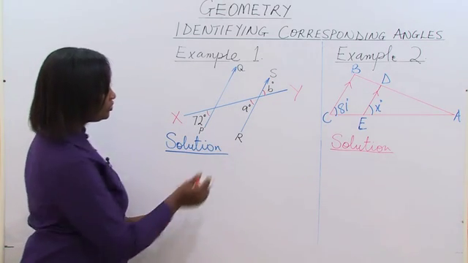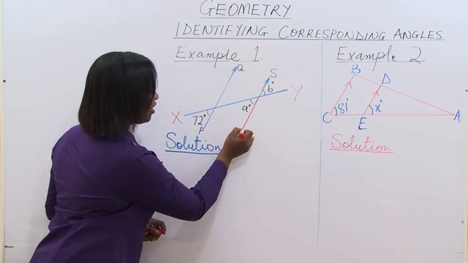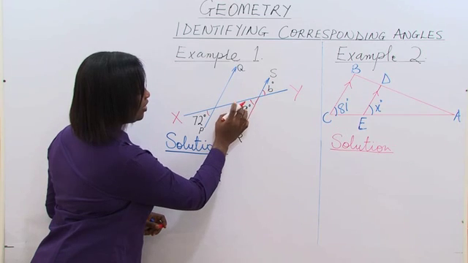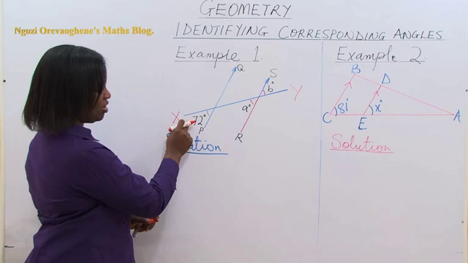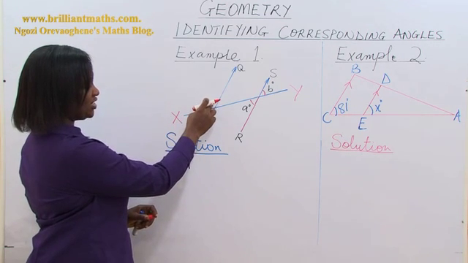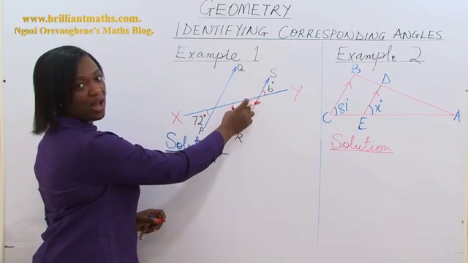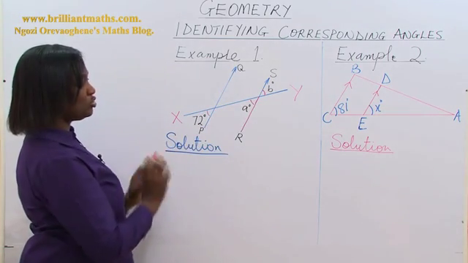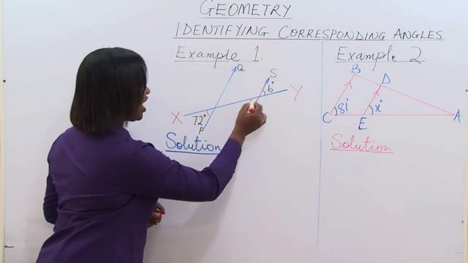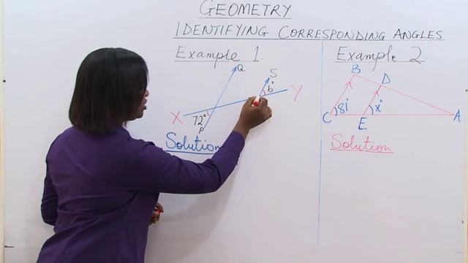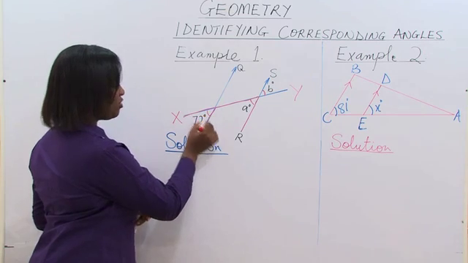Also, angle A corresponds to angle 72. If we assume that this is the top of the transversal and this is at the bottom, both of them lie at the same position on the two different lines. And we can actually see the F formation.